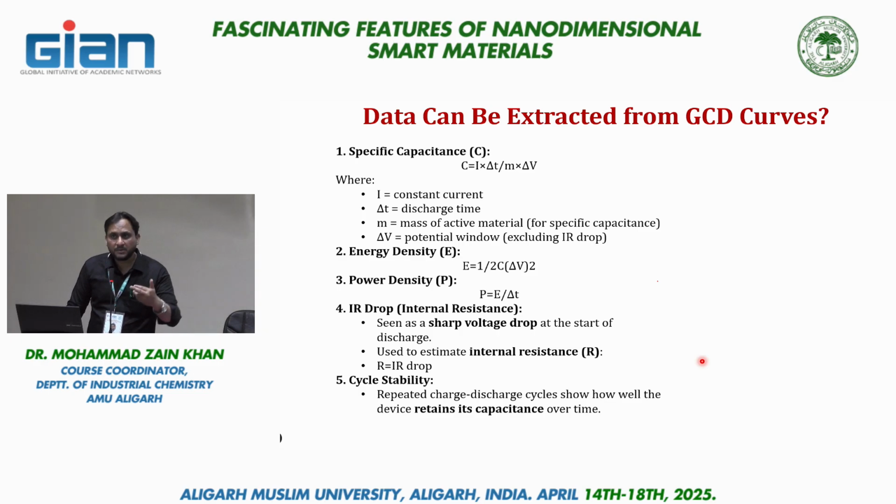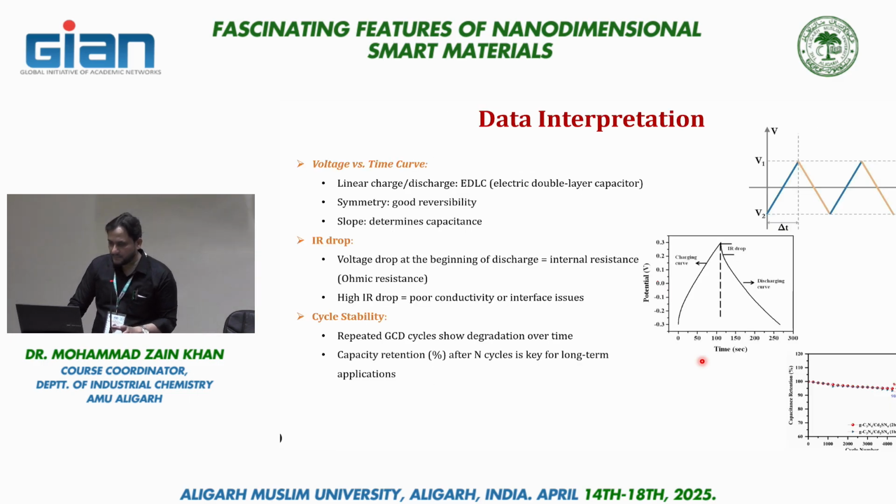5000 or 10,000 cycles means it will tell you the performance of your battery even after 1000 or 2000 or 5000 times charging and discharging. How does it react even after so many cycles? Will it have the same capacity to hold the charge or not? Then how will you interpret the data? The data interpretation is being done.